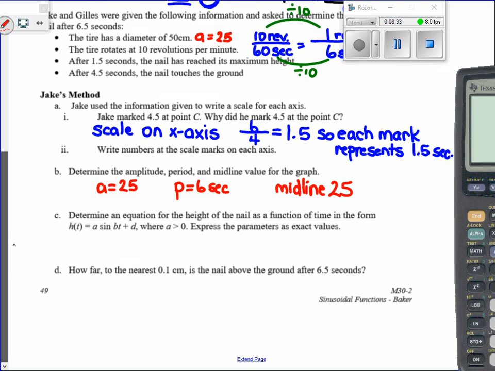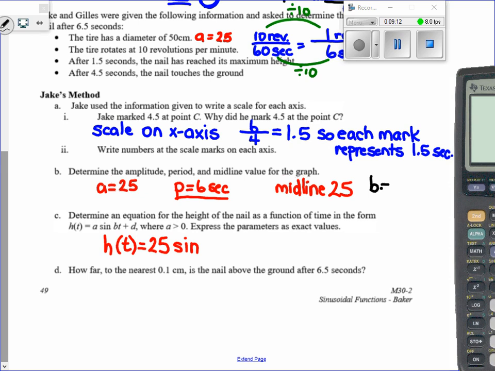So it asks us to determine the equation for the height of the nail as a function of time in the form h(t) = a sin(bt) + d. We have been identifying a, b, and d values, and so this will be really easy just to plug them all in. So the height as a function of time equals the amplitude, 25, sine. Our b value, we haven't calculated our b value. We know our period, but that is not our b value.